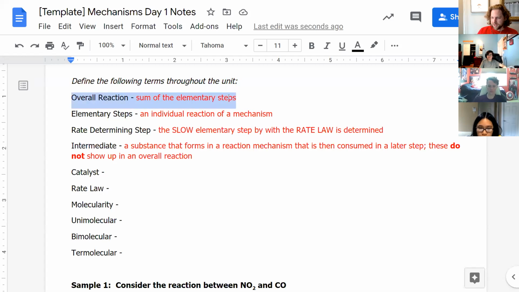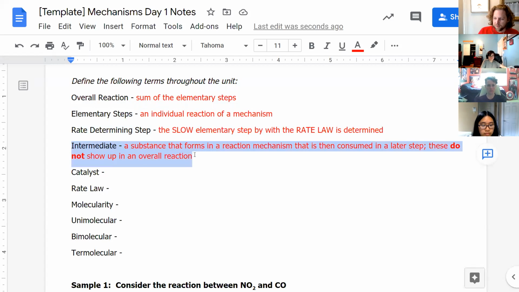So we have an overall reaction. The ones that we've been dealing with up until this point are just overall reactions. But now we're looking at how to break these down into individual elementary steps. We're going to talk about the step that's the slowest compared to the fastest. And then we're going to be able to recognize intermediates in the elementary steps.